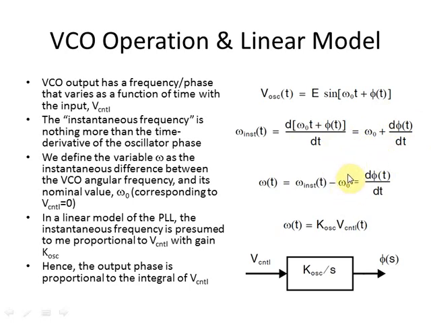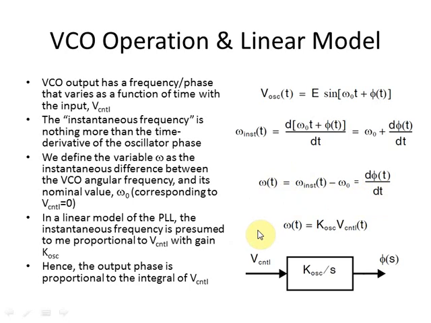If we imagine omega naught is again some kind of nominal frequency around which the VCO is centered, and we just want to capture only deviations away from that omega naught, well, then we define this new variable omega, which is the instantaneous frequency normalized with respect to omega naught, or really basically how far away from omega naught we are at any given point in time with the instantaneous frequency. So that then is just the derivative of the phase signal, d phi by dt.